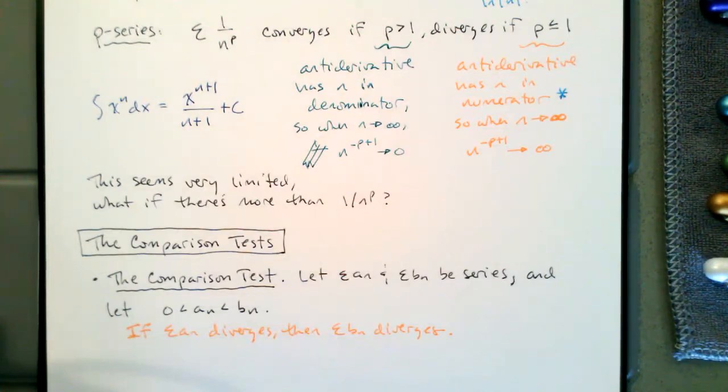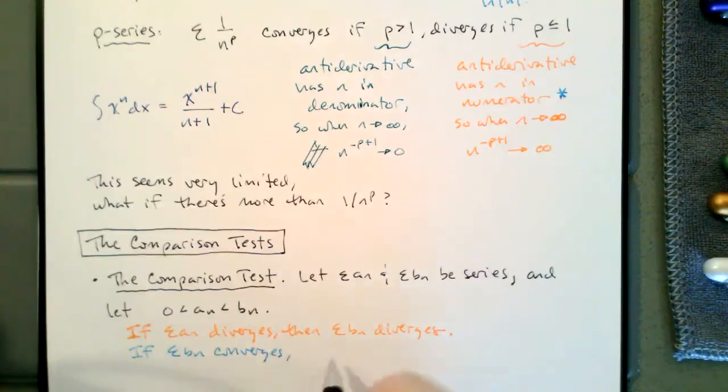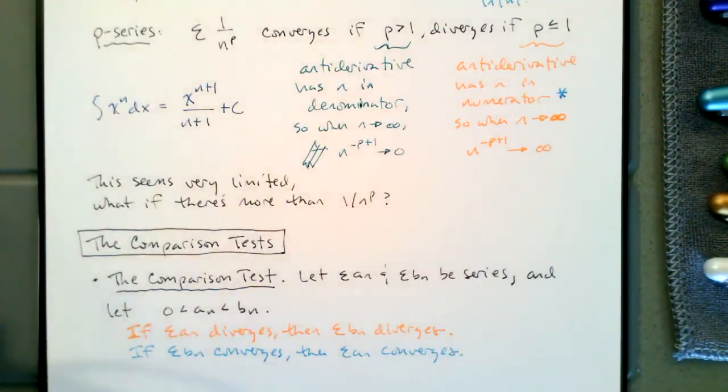In the other direction, if the bigger series converges, then the smaller series converges as well. You're not going to be able to hide an infinity underneath a finite. So if the series BN converges, then the series AN converges as well. If the smaller one converges, then we get nothing. And if the bigger one diverges, then we get nothing. But we have a smaller series and a larger series. If the smaller series diverges, then the larger series diverges. If the larger series converges, then the smaller series converges. Those are the two things that we get out of the comparison test.